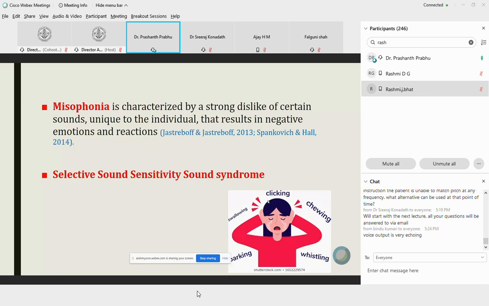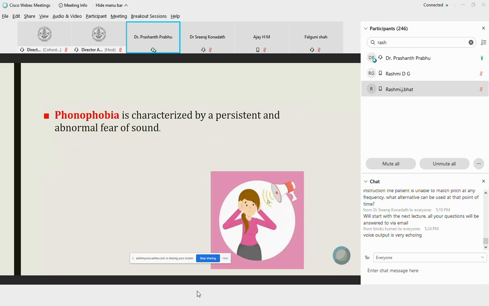But why I'm telling you this is that it can overlap with hyperacusis. So as a clinician or as an audiologist, we should be able to differentially diagnose and say this is probably hyperacusis and not misophonia. We'll try to learn how we can differentiate that. Another term that we also use is phonophobia. Phobia is fear, phono is sound, so fear of sound. There is a constant, persistent, abnormal fear of sound, and that is referred to as phonophobia. That is majorly classified as a psychiatric condition. A psychologist or psychiatric intervention is needed to overcome phonophobia.